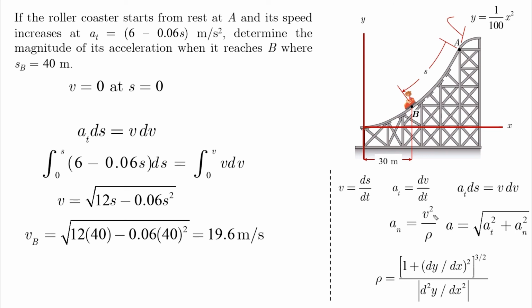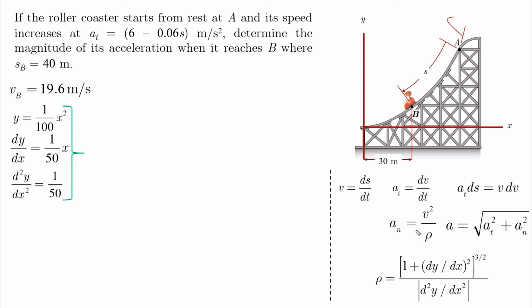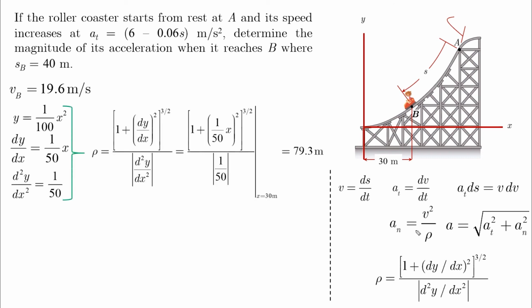We need to find rho. From the curve, y is equal to x squared over 100. Take the first derivative, take the second derivative, and then use the first and second derivatives in the definition of rho. And you can see here that rho will be only a function of x, so we use x given in the figure, which is 30 meters, to find rho as 79.3 meters.